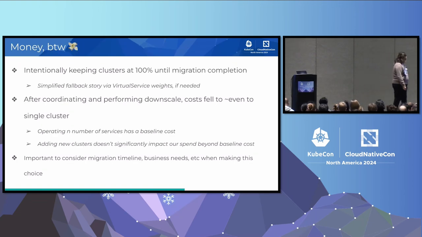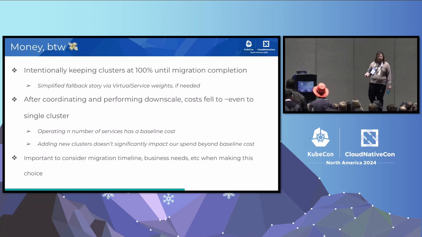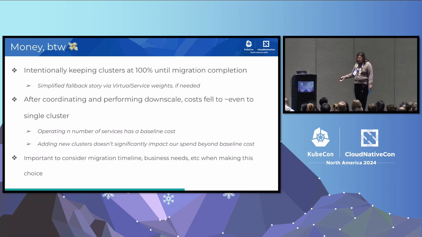So what I mentioned earlier is that to keep this fallback state easy for us to move services back and forth between clusters if something goes wrong, we kept both clusters in this setup scaled to 100 until we reached the end of the migration. This made it really easy for us. If there was ever an incident or an outage, we could just update the virtual service to point back to the old cluster, and we would have been fine within minutes.